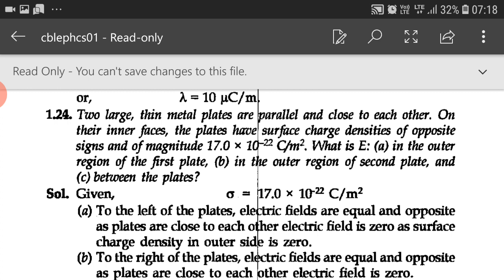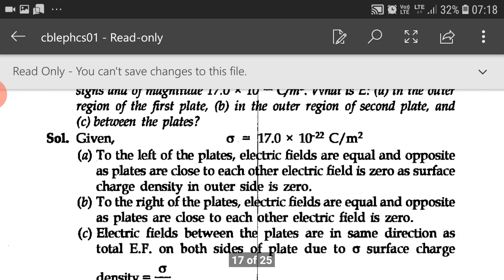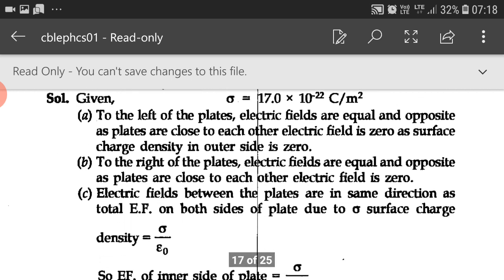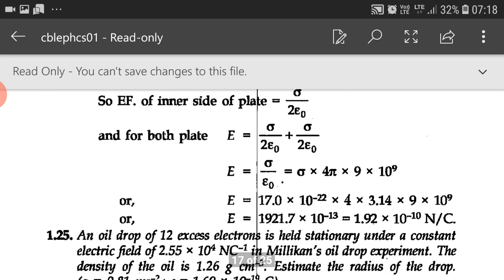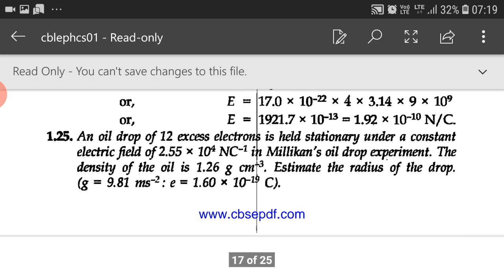And third part, you are being asked to find electric field between the plates. So what's the formula to calculate the electric field between the plates? Yes, it is sigma over epsilon naught. Sigma is given to you. You put the value for epsilon naught and then calculate. It will come out to be 1.92 10 to the power minus 10 newtons per coulomb. So come to the next question number 25.